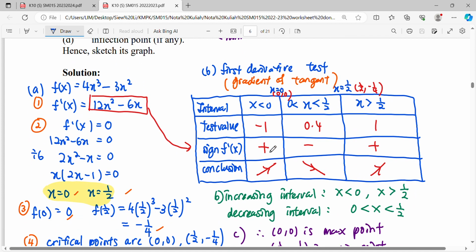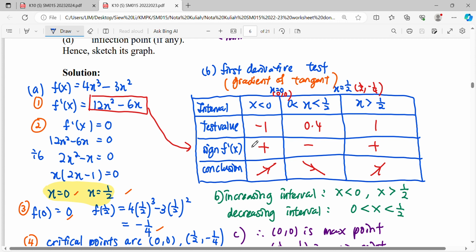You can notice that this is our critical point 0, and this is our critical point 1 over 2. The intervals are less than 0, between 0 and 1 over 2, and more than 1 over 2. For each interval, we want to see our first derivative test, which is the gradient of the tangent. We just randomly take one number, and you can notice that when the first derivative is positive, the tangent is going up, and when negative, the tangent is going down. So the tangent here is positive, going up.